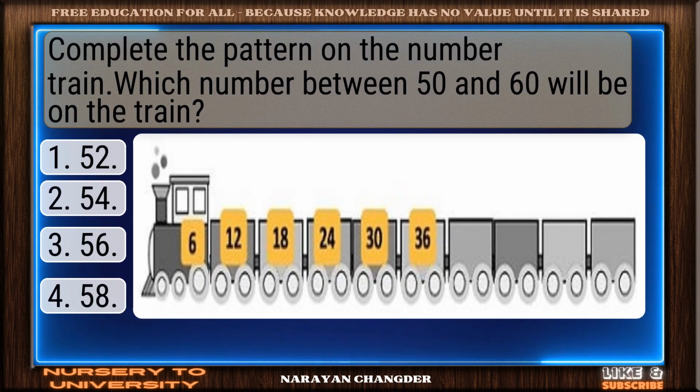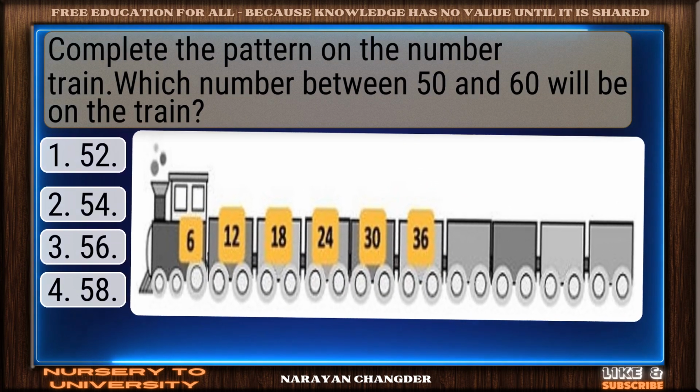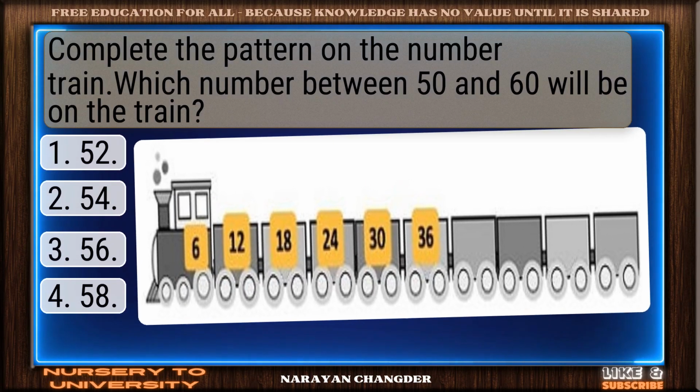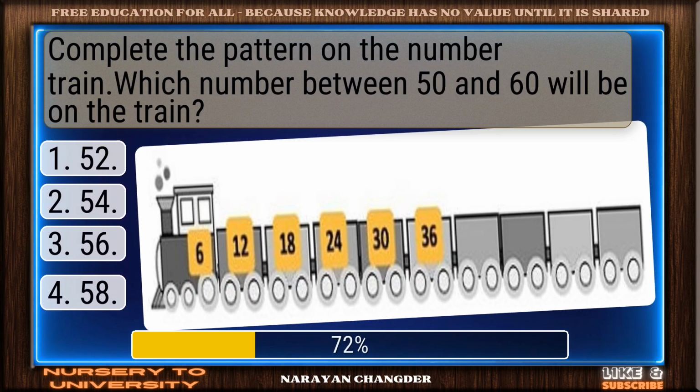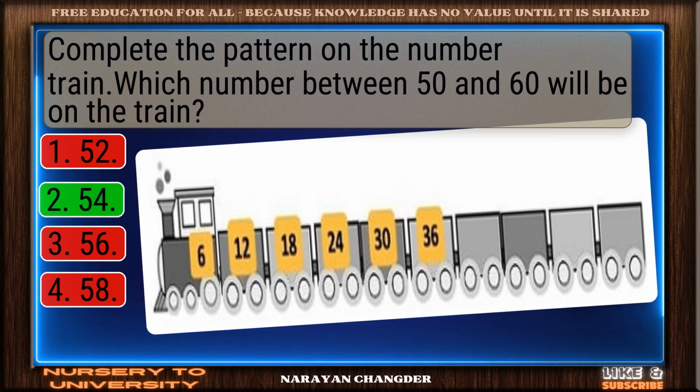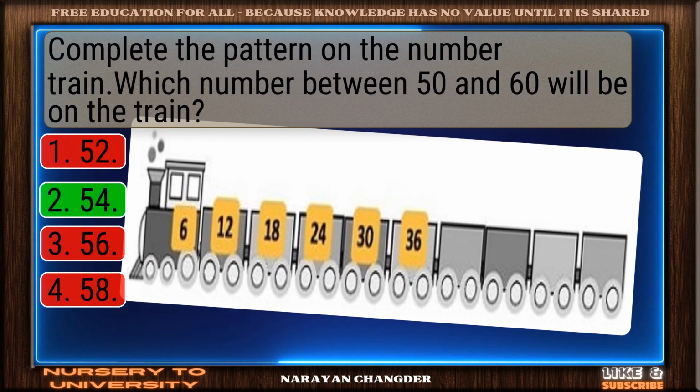Complete the pattern on the number train. Which number between 50 and 60 will be on the train? You chose 54 and it is correct.